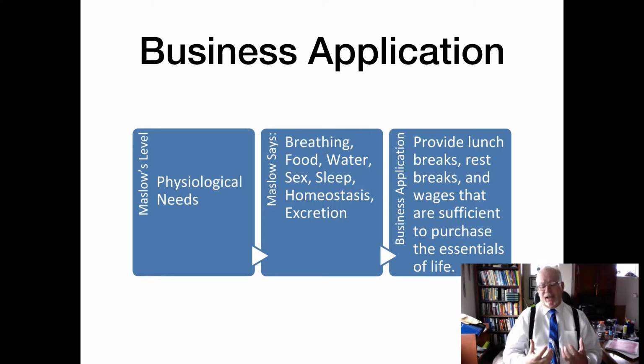Again, this is that evolutionary survival. So we have to be able to breathe. We need food. We need water. We need sex. We need sleep. We need to maintain homeostasis in our bodies, and we need to be able to excrete, all right? So those are the basics. That's what Maslow had put in here, and he said these are all the things that have to happen. Now, not all of these things does the employer meet. But pretty much all of them they can, right?